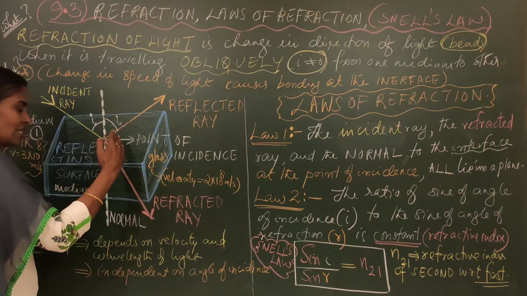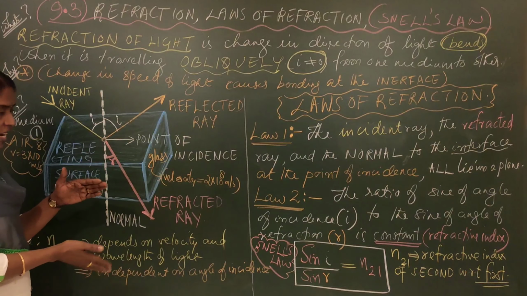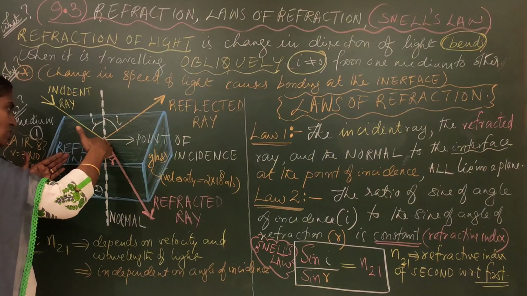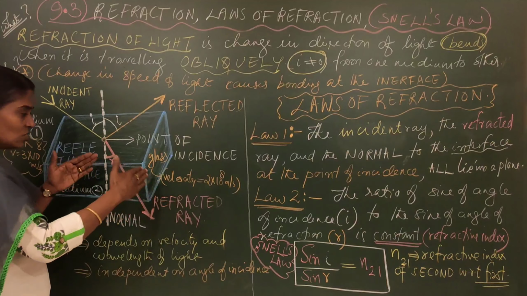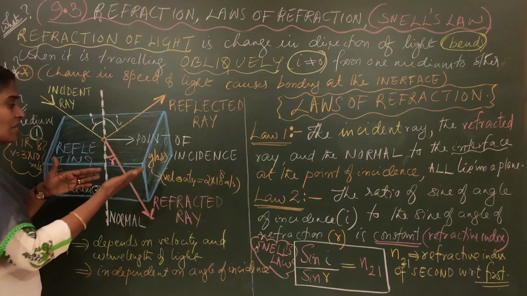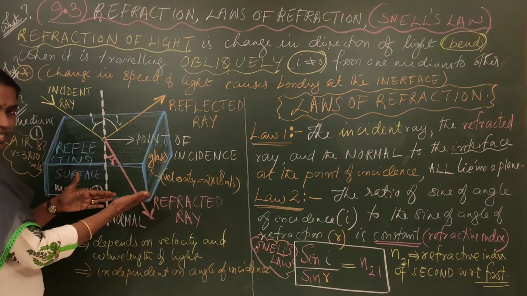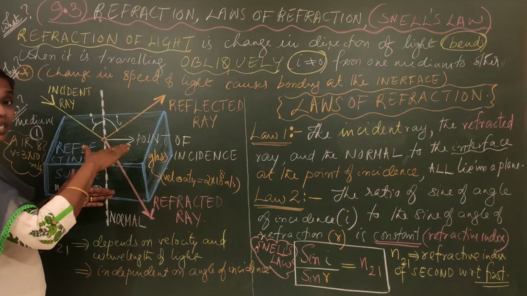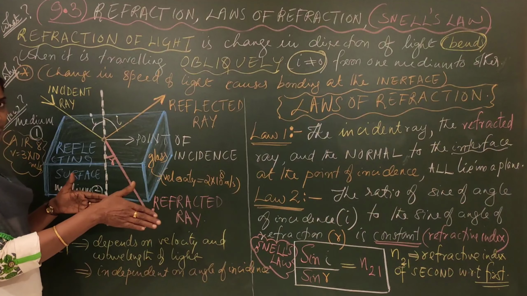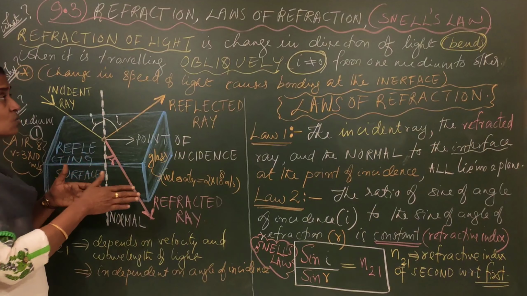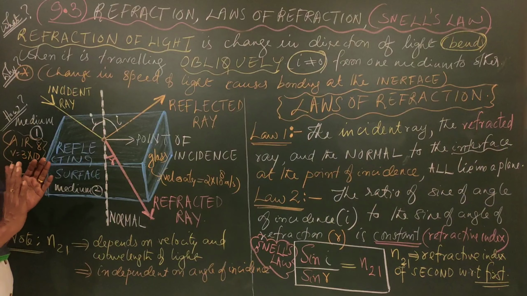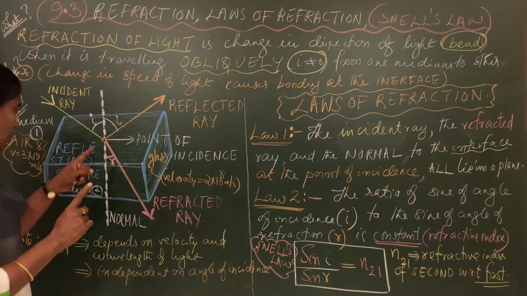At that point it gets bent. Actually it should go in this manner. This is the direction. But just because it enters another medium, that is glass, it gets deviated from the path. This phenomenon is known as refraction, and it's very important.